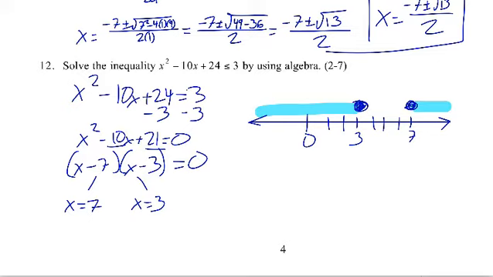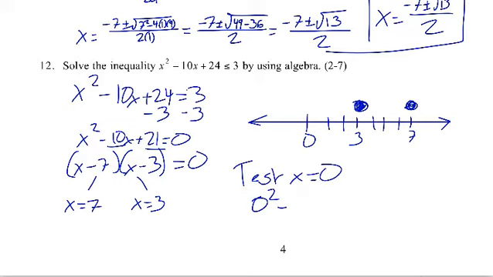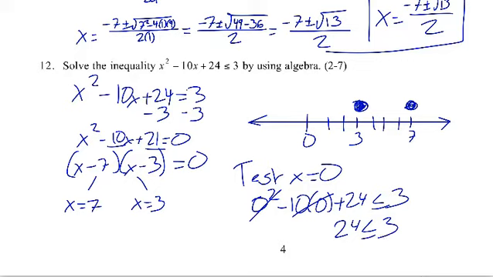We need to check out a test point. So let's test out the easiest one, which is always going to be 0. You'll notice that's the only other point I labeled on here. So let's test x equals 0. You get 0 squared minus 10 times 0 plus 24 less than or equal to 3. Cleaning that up, this is 0, this is 0. We get 24 less than or equal to 3? Nope. So that means we're not going to shade where the 0 is. So 0 is outside, so we're going to shade inside, in between our two numbers.